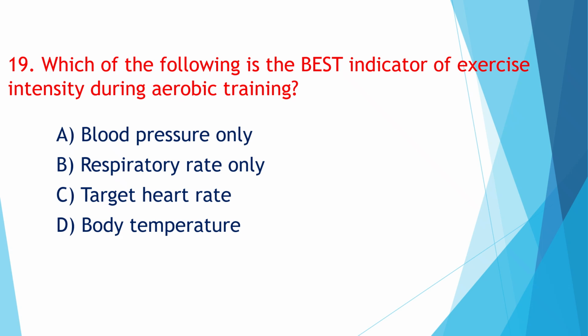Number 19. Which of the following is the best indicator of exercise intensity during aerobic training? A. Blood pressure only, B. Respiratory rate only, C. Target heart rate, D. Body temperature. So think about it. So the correct answer is option C, target heart rate. It is the most practical and commonly used parameter.